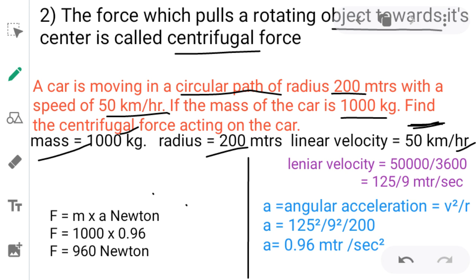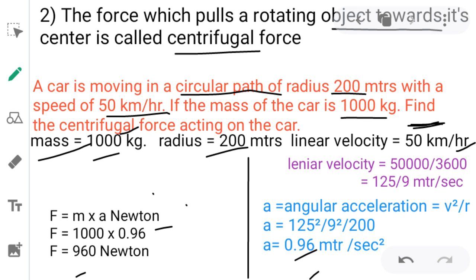So for angular acceleration, you should be careful. Angular acceleration is equal to v square by r. The value of v is 125 by 9, squaring both, divided by the radius 200. 125 square divided by 9 square divided by 200, we get 0.96 meter per second square. Just multiply by the mass, 1000 kg, and the angular acceleration we calculated, 0.96, we get 960 Newton. That is the centrifugal force acting on the car while rotating on the circular path: 960 Newtons.